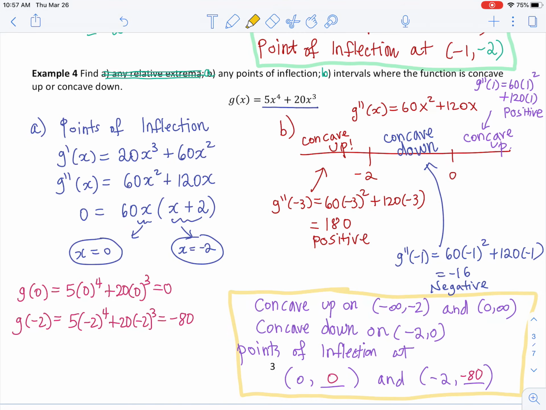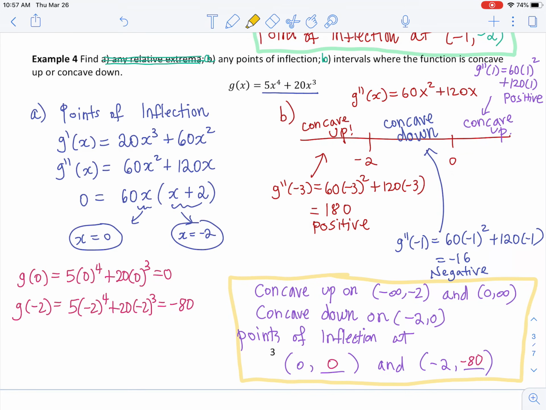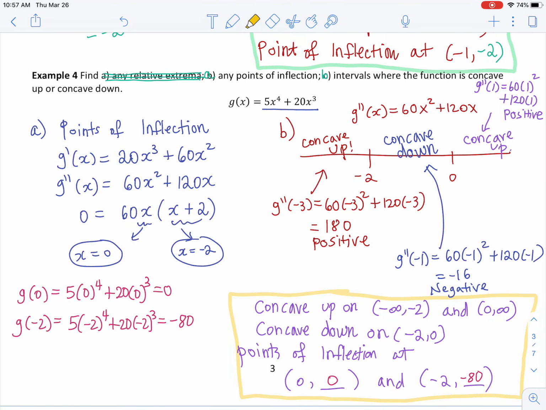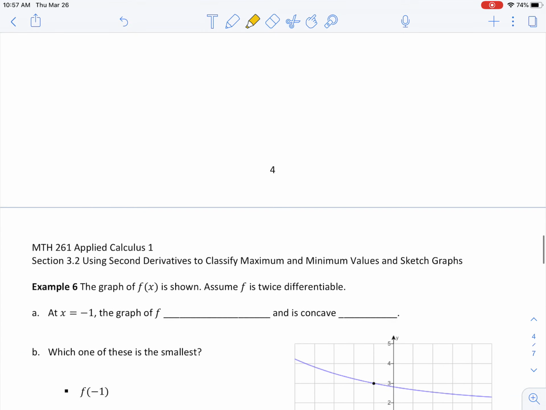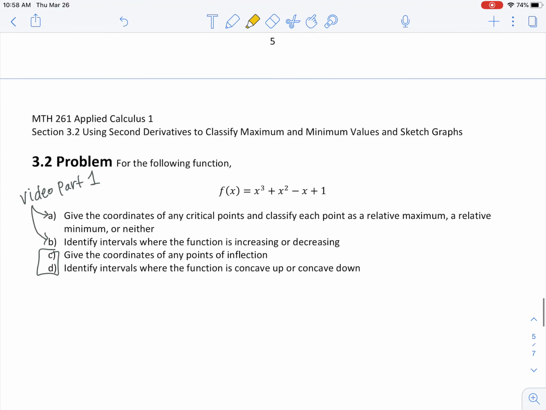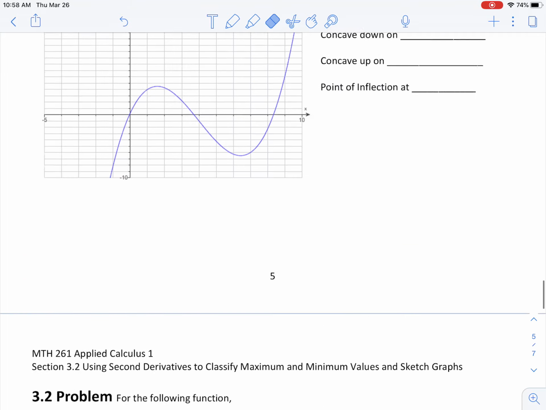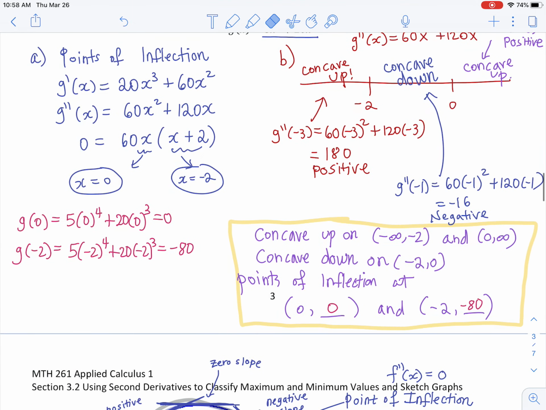So in this video, we talked about how to find concave up or concave down intervals and how to find the points of inflection. That looks great. This is a good stopping point. I will come back and go over sketching graphs and reading graphs in our very last video. But you are really ready to start on your 3.2 problems.